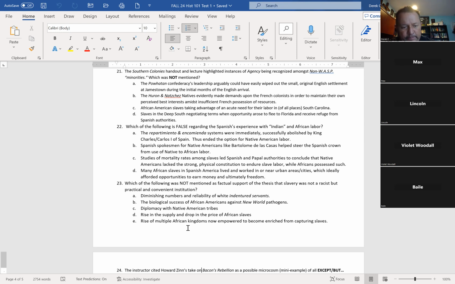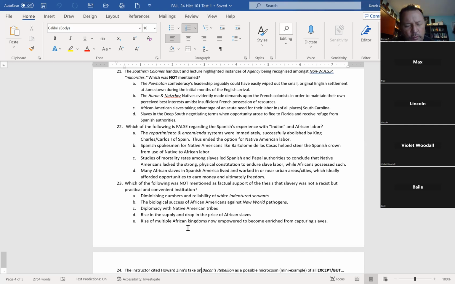Remember Bacon's Rebellion? Okay. The biological success of African Americans against New World pathogens? Absolutely. A rise in the supply and drop in the price of African slaves? Absolutely. Right about the time of Bacon's Rebellion, around 1670. The rise of multiple African kingdoms, and also the fall of multiple African kingdoms that enabled more slaves to be captured back in Africa. That absolutely is true.